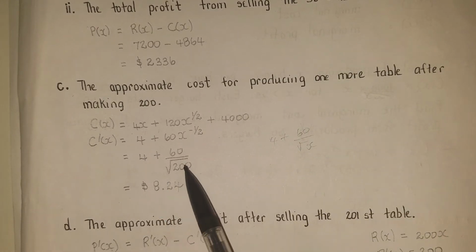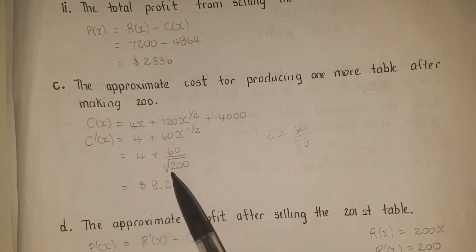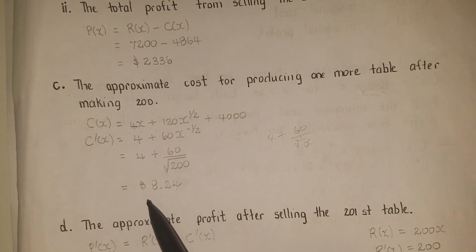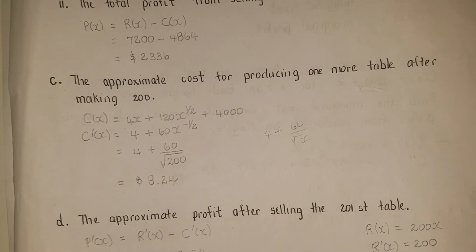So here I simply plug in the value of x, which is 200 tables, giving us an answer of $8.24 for the marginal cost. So that is, to produce one more table after making 200, it's going to have an additional cost of $8.24.